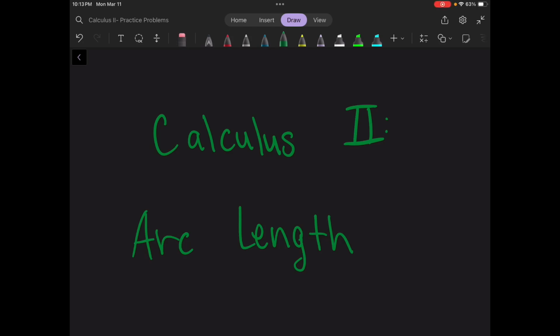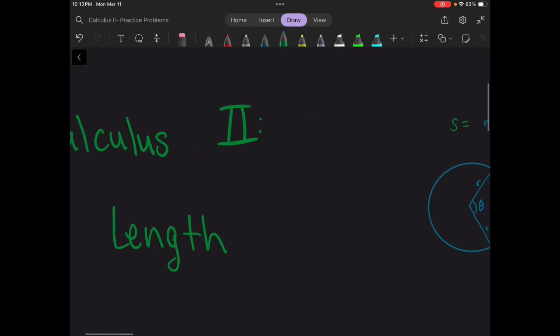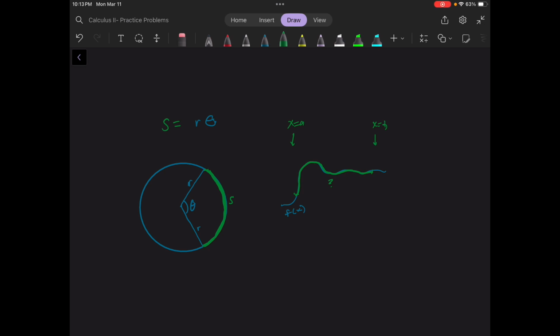Today we're doing some more Calculus 2 practice problems focusing on arc length. So arc length, we learned it in trig, right? You know that arc length S is equal to R times theta, where R is the radius of a circle and theta is the central angle making a sector that we are concerned about finding the arc length of, right?